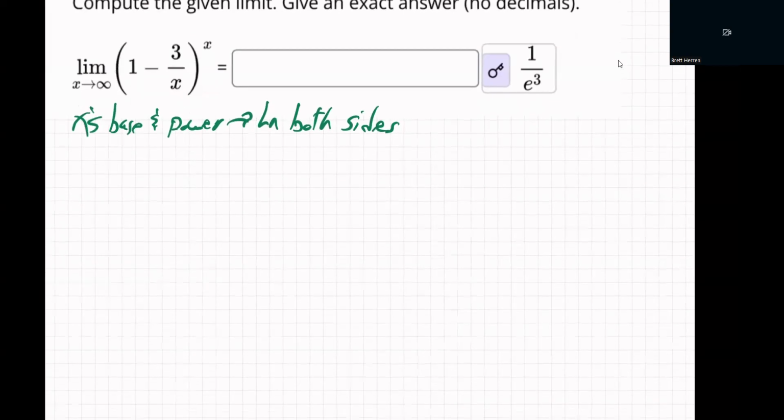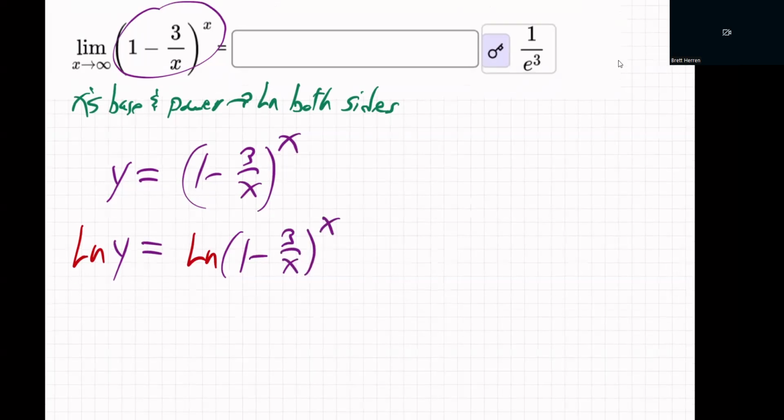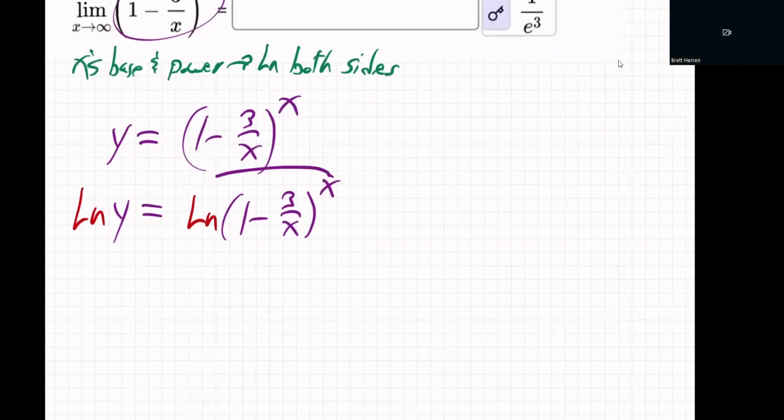Okay, so I'm going to grab just this for starters. I'll bring in the limit in a minute. Let's just take 1 minus 3 over x, to the x. So I'm going to have to ln both sides. So I'm going to go ln of y equals. Okay, and then just grab that and bring it down. That's why I love natural logs, or any log, because the greatest property of the log is that powers come down to the front.